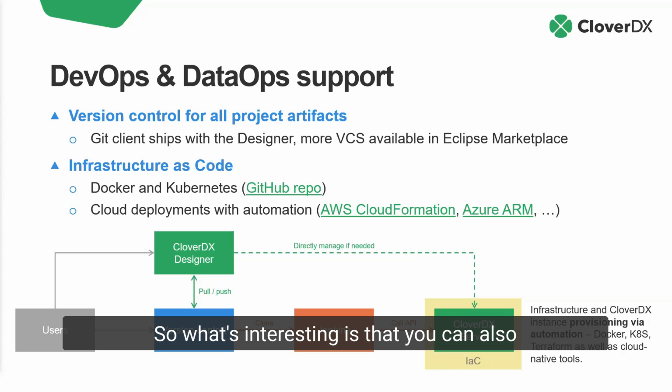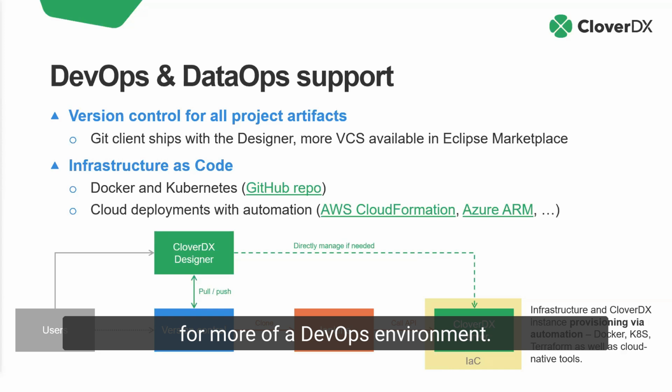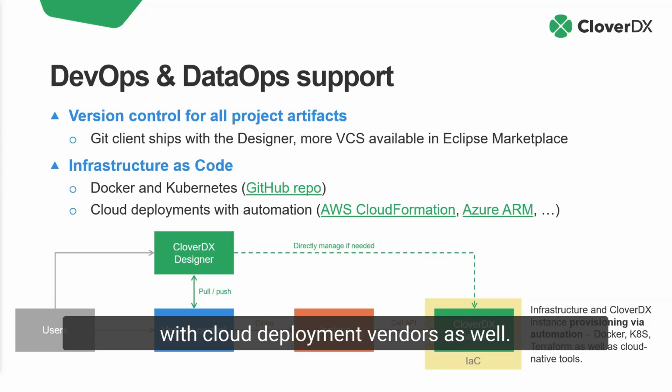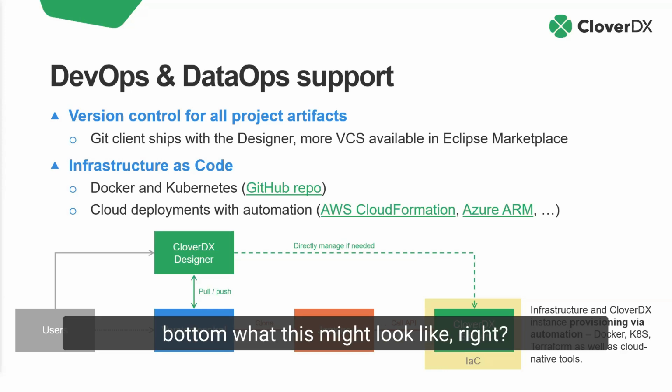So what's interesting is that you can also include infrastructure as code with this as well for more of a DevOps environment. So you have the ability to work with Kubernetes and Docker containers, and you can work with cloud deployment vendors as well. So AWS CloudFormation and Azure ARM are also compatible. And you can see down there at the bottom what this might look like, right?